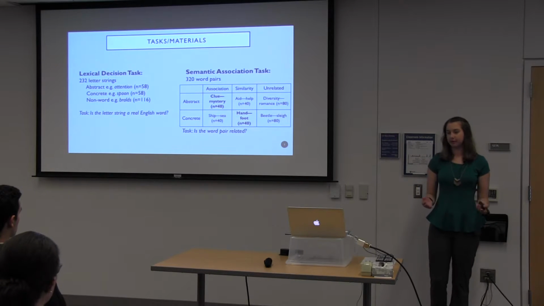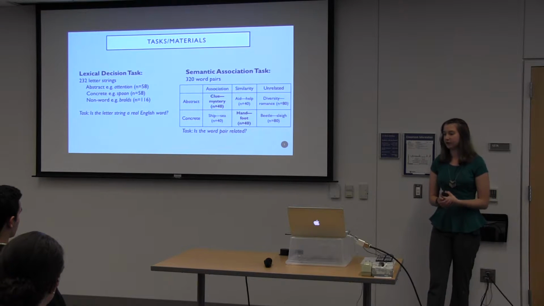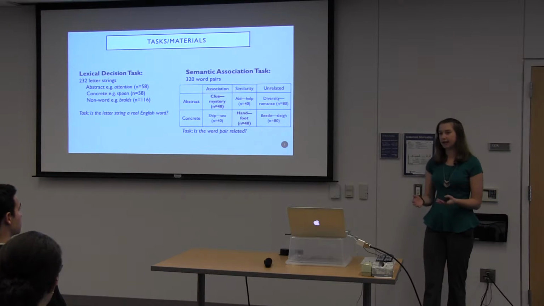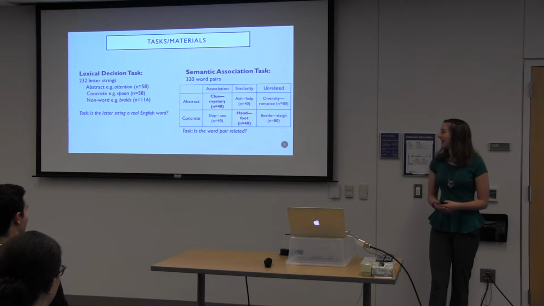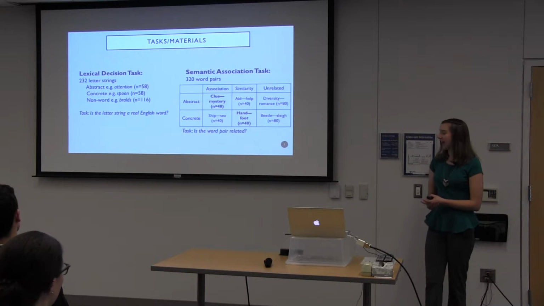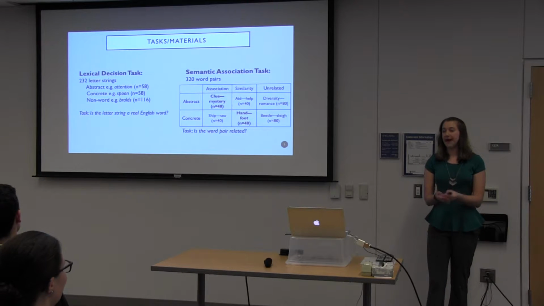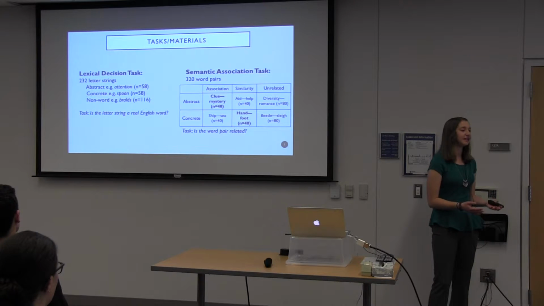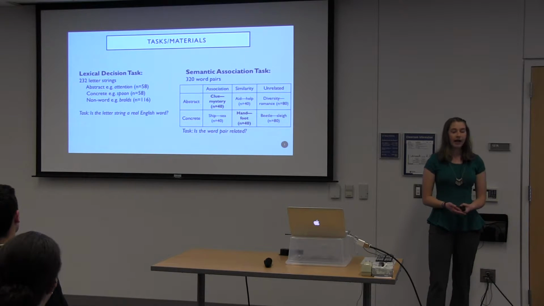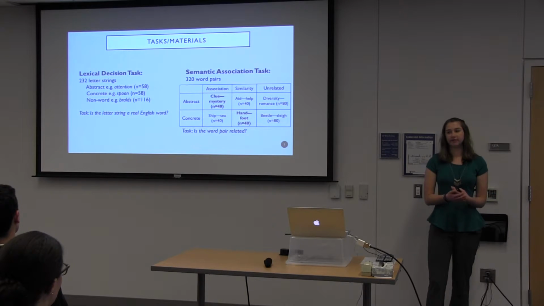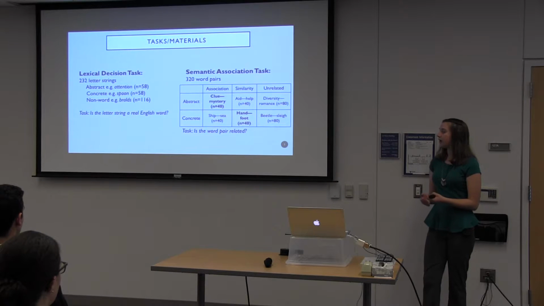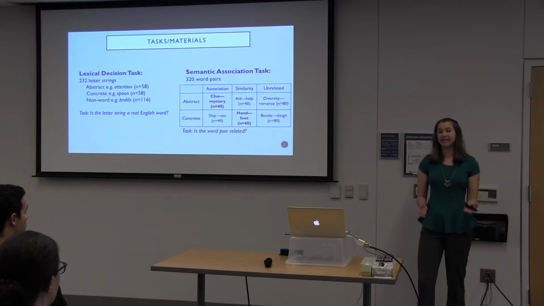So examples for these words in the lexical decision task for abstract would be something like attention, it's a concept, an idea. For concrete, spoon, you can see a spoon, it exists. And then a non-word would be something like bulbs. And then for the semantic association task, they saw 320 pairs of real English words, one at a time, and then they had to decide, are the meanings of these two words related in some way? And there were two types of relationships we were looking at. Words that related by association and words that were related by similarity. Association means that the words contribute to the same context.